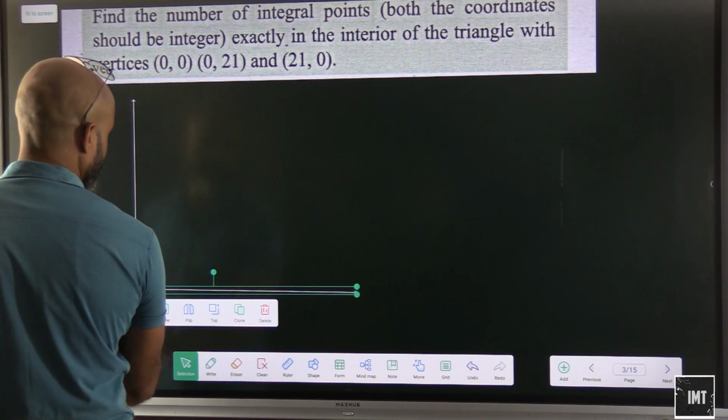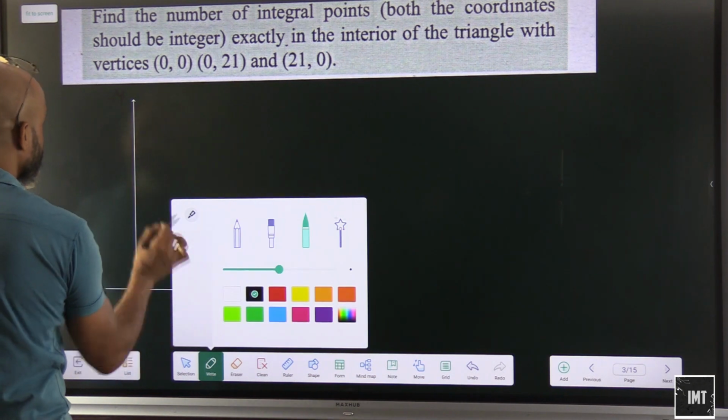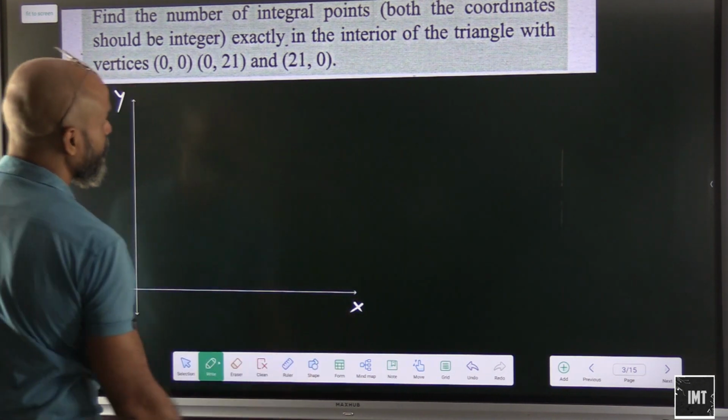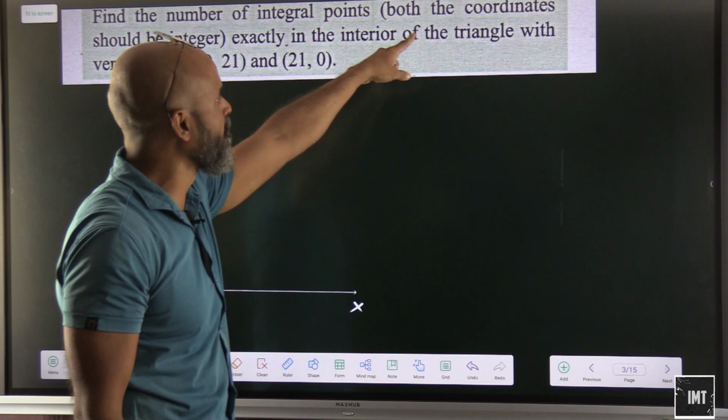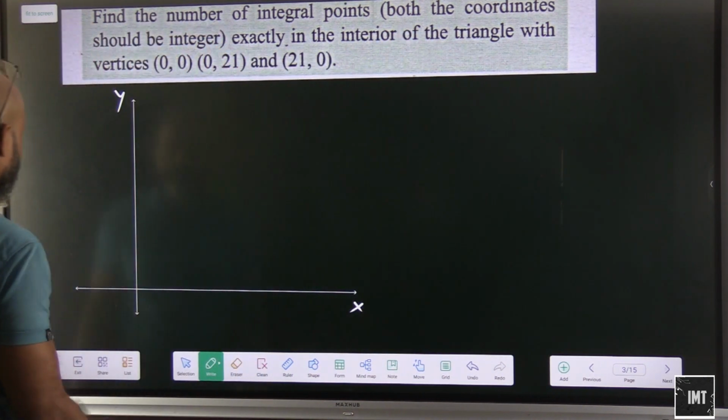Okay, so we have here x and y. Let's say this is your y axis, and this is your x axis. Find the number of integral points, where both the coordinates should be integers, exactly in the interior of a triangle.